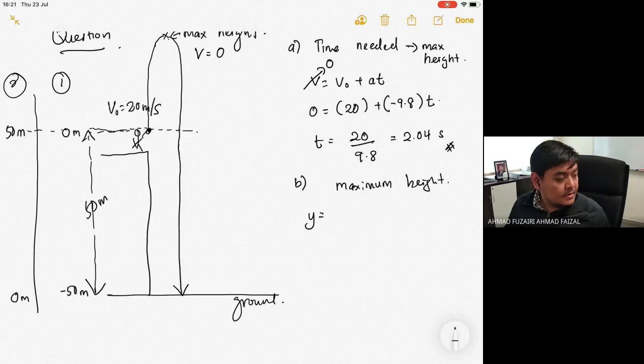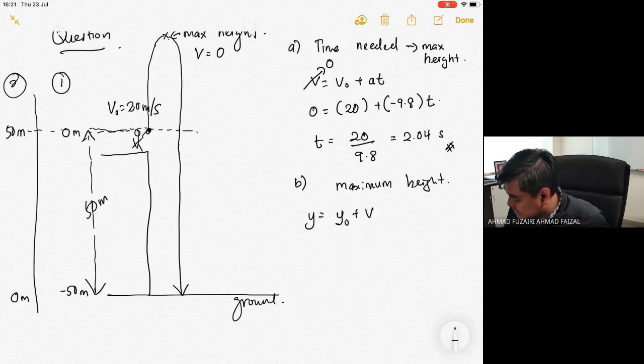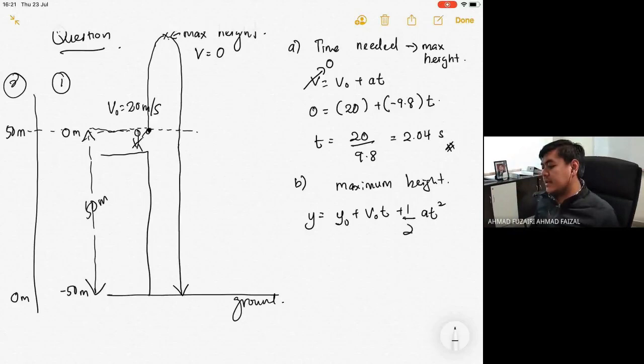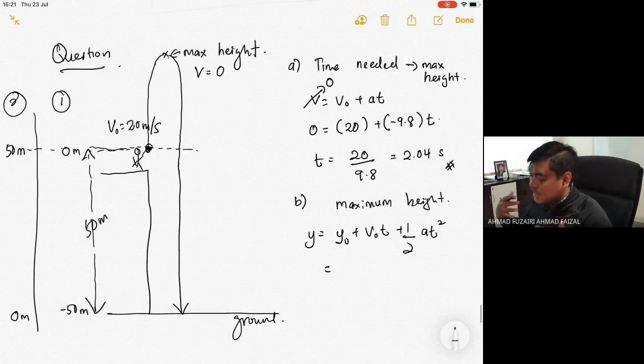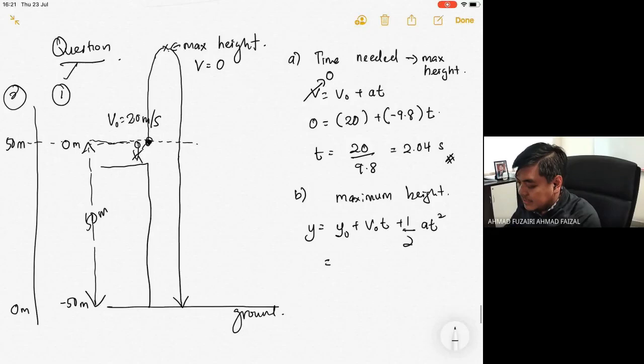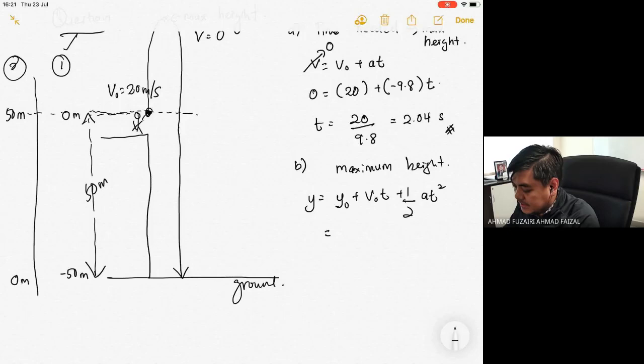For example, y equals y naught plus v naught t plus half a t squared. And we want to know what is y. And of course, the ball starts from zero. I'm using main reference point number one, meaning that the ball starts at y equals 0, and then it will end at negative 50.